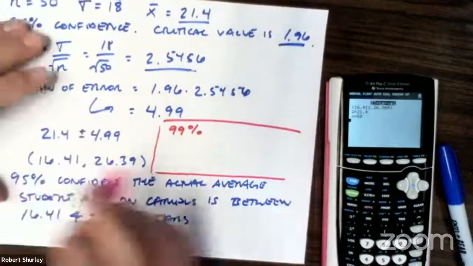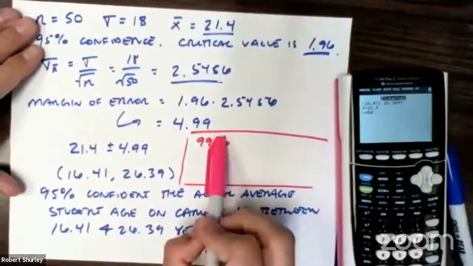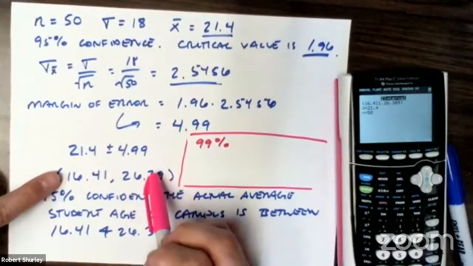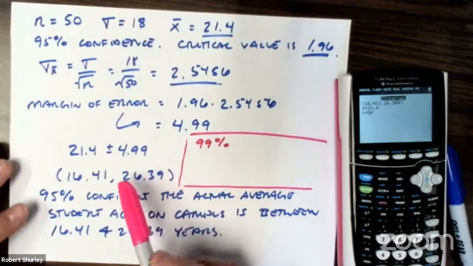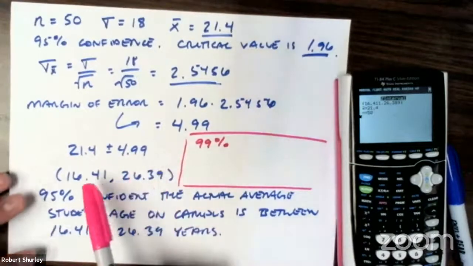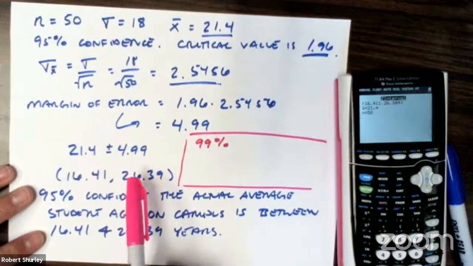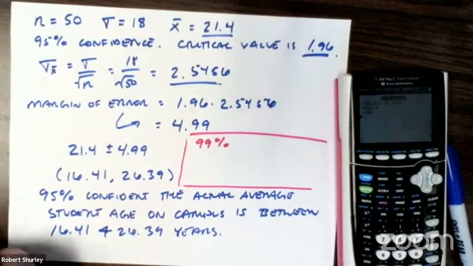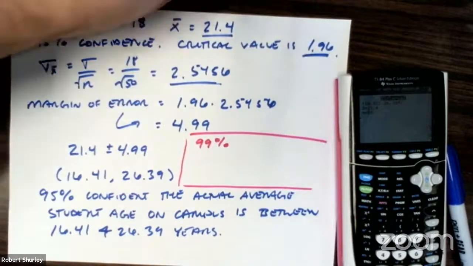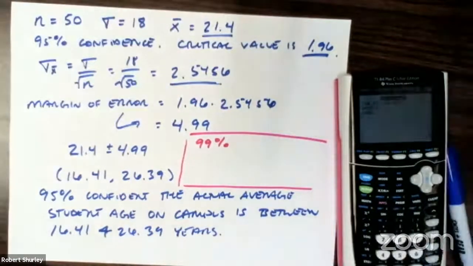And I want you to think for a minute. If I want 99% confidence that I'm actually catching the average population, will this interval be wider or will it be skinnier? Don't do anything yet, Lori, I want you to think about this. I'm thinking it would probably be smaller.